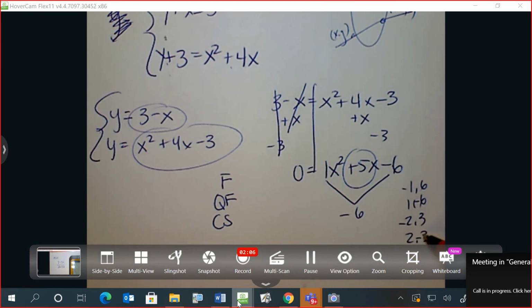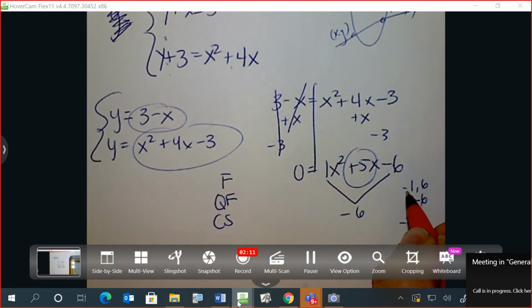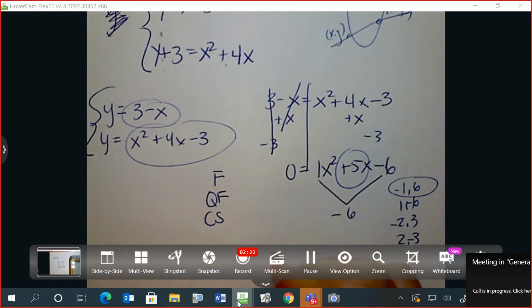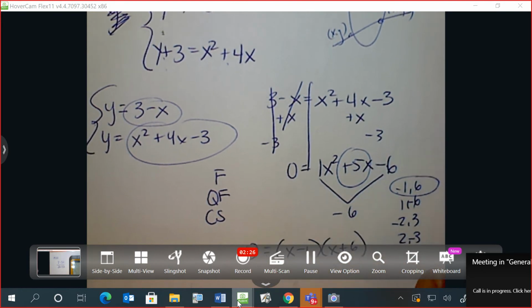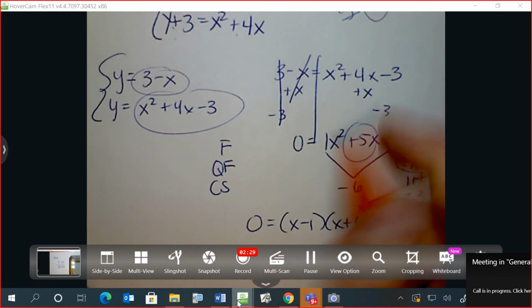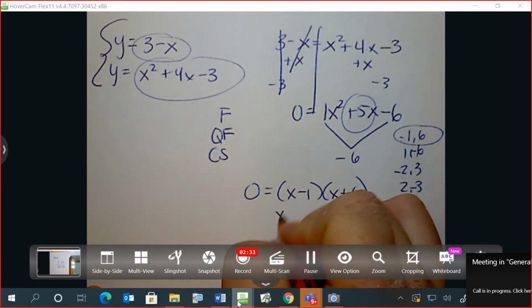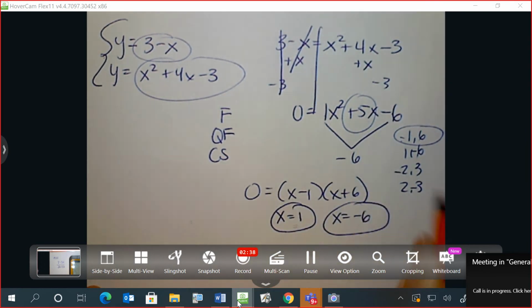One by one, I'm going to look at my combinations to see, do any of these equal a positive 5? Negative 1, the very first one works. Negative 1 times 6 multiplies to equal negative 6, and it combines to equal positive 5. So I have 0 equals x minus 1 and x plus 6. I don't have to worry about taking the leading coefficient and dividing because it is a positive 1. Remember, this lies to us. One answer is 1. The other answer is negative 6.